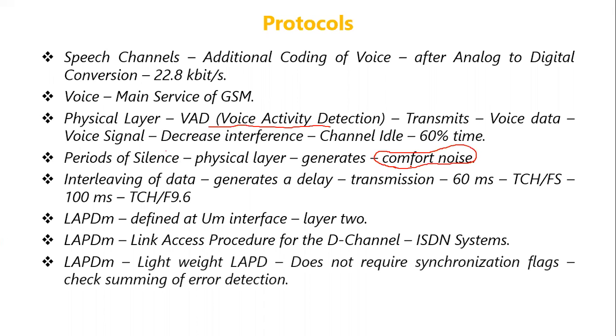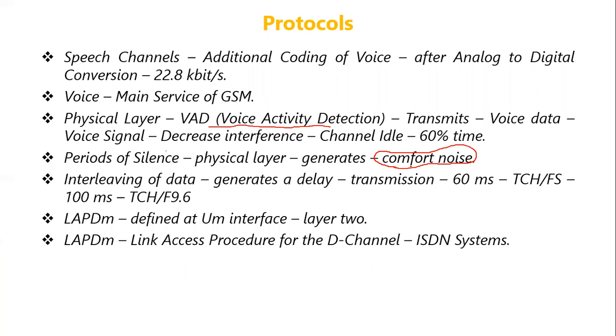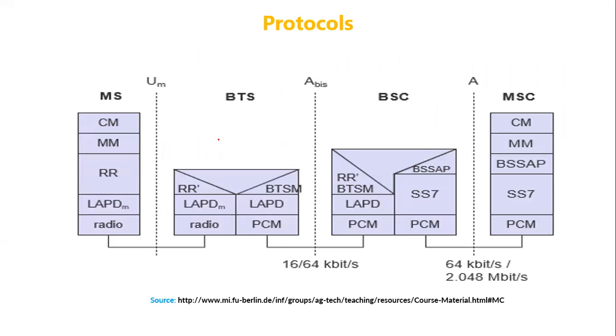The next thing we'll be discussing is that signaling between entities in a GSM network requires higher layers. For this purpose, the LAPDM protocol was defined at the interface for layer 2. If you recall the architecture diagram, there is something called LAPDM. LAPDM is in layer 2.